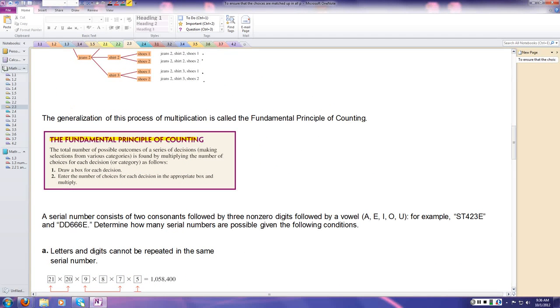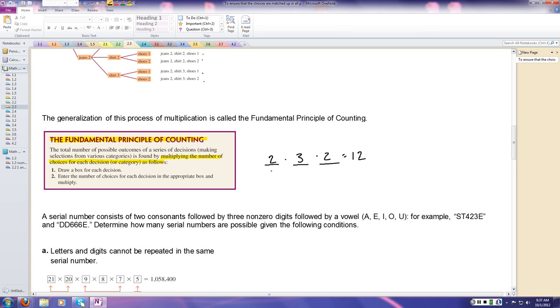So the generalization of this process is noted as the fundamental principle of counting. It says the total number of possible outcomes of a series of decisions made selected from various categories is found by multiplying the number of choices in each decision, or category. So a lot of the times they're going to ask you to draw a box. I typically draw lines, so I'll say, okay, I have 3 things I have to choose from. I have 2 pair of pants, 3 shirts, and 2 shoes. So multiplying that together, I have 12 outfits.